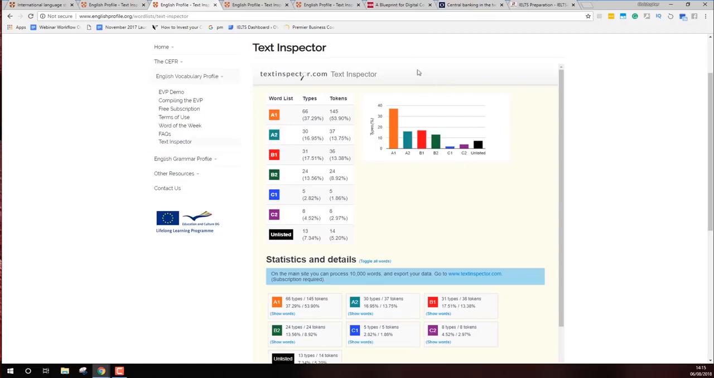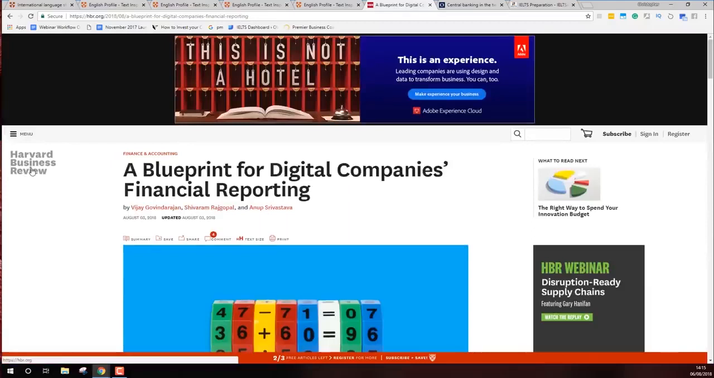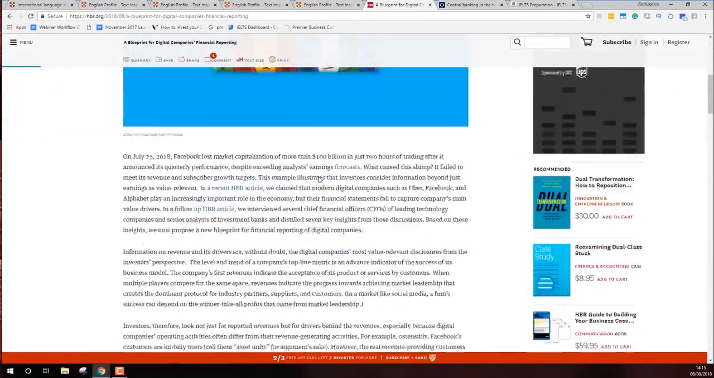So what I did was I got an article from the Harvard Business Review. It's called A Blueprint for Digital Companies' Financial Reporting. And I said to my students, well, if you go to Harvard, your English level and your vocabulary range is probably pretty good. If you're writing for the Harvard Business Review, it is probably excellent, world class.